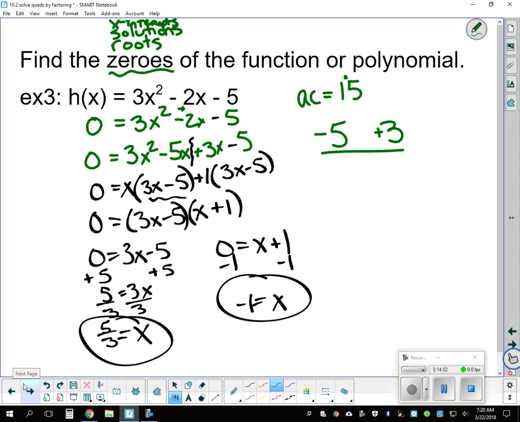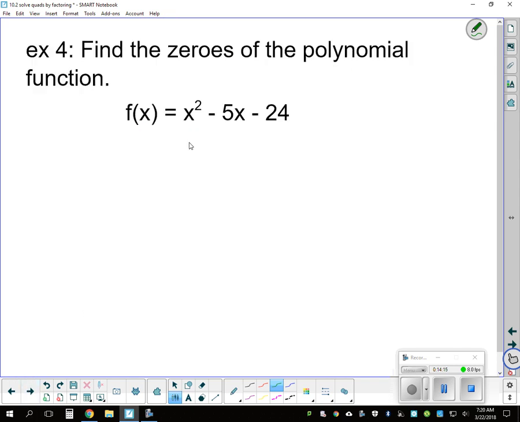Okay. If you were to plug these ones in, you would expect it to be equal to 0 because remember that h of x, or if it said y equals or f of x, that basically is a 0 for our purposes. All right, let's do one more together. Find the zeros of this polynomial function.